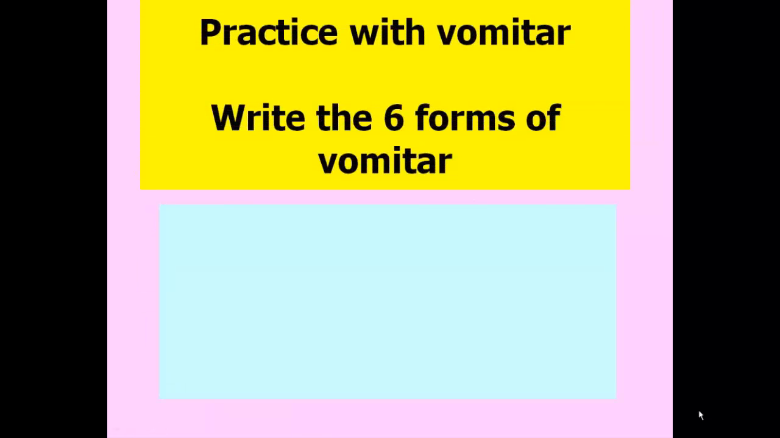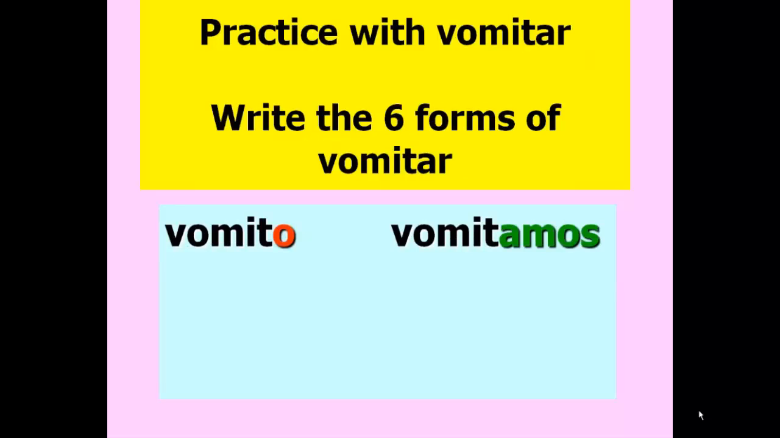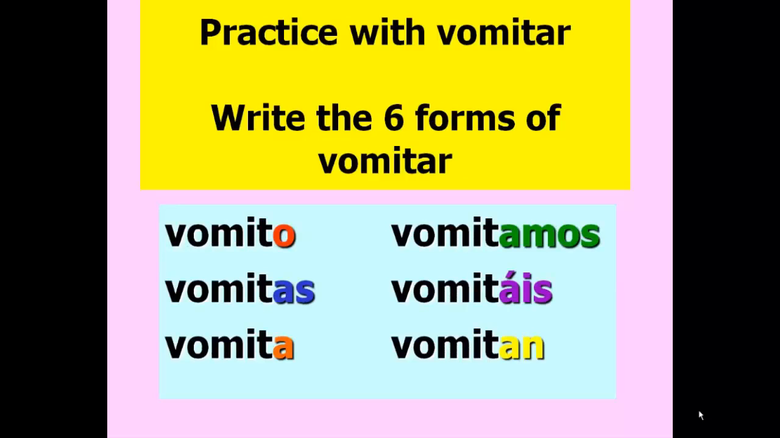Here's another one. Let's have some fun. To vomit. Write the 6 forms of the verb vomitar. You could push pause if you'd like to while you work on this. And here come the endings. Vomito, vomitas, vomita, vomitamos, vomitáis, vomitan.